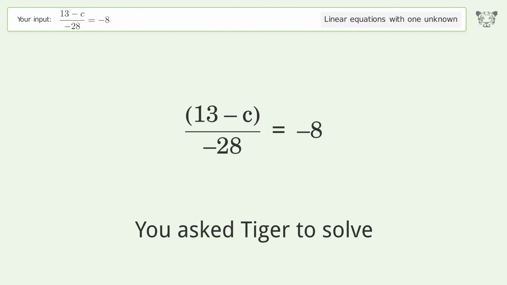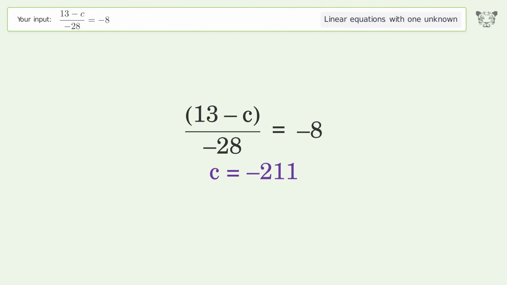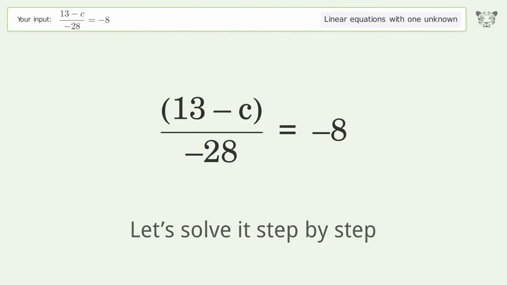You asked Tiger to solve this. It deals with linear equations with one unknown. The final result is c equals -211. Let's solve it step by step.